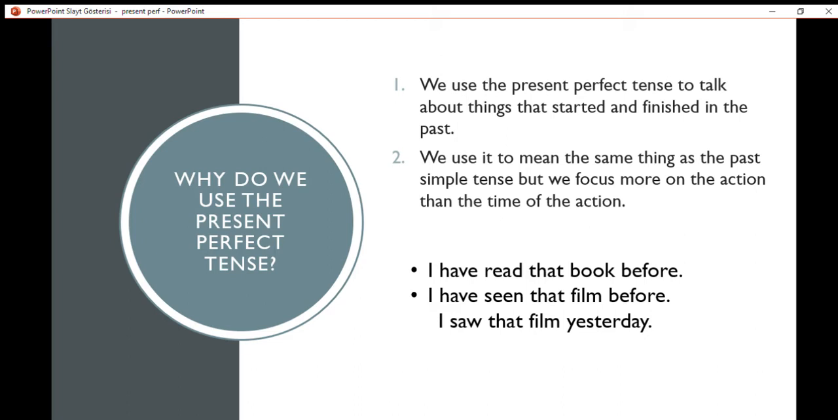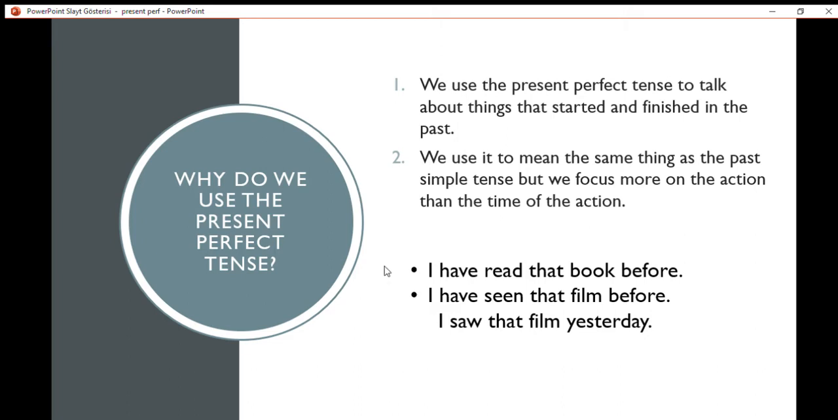But many actions do start in the past and finish in the past, and we use past simple for that. So what is the difference between past simple tense and the present perfect tense? Let's see. We use the present perfect tense to mean the same thing as the past simple tense, but we focus more on the action than the time of the action. This example is for the first explanation. I have read that book before. I started reading it and I finished reading it in the past.